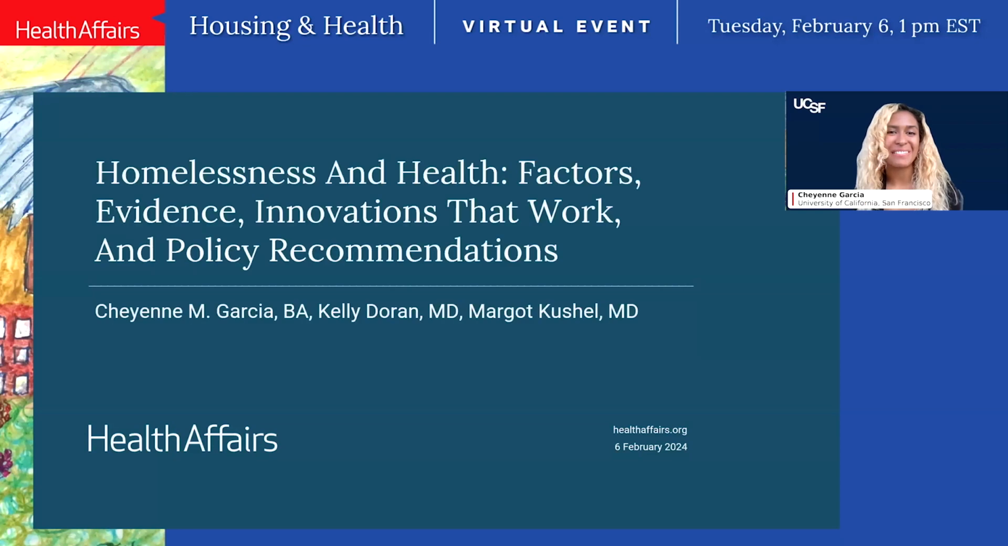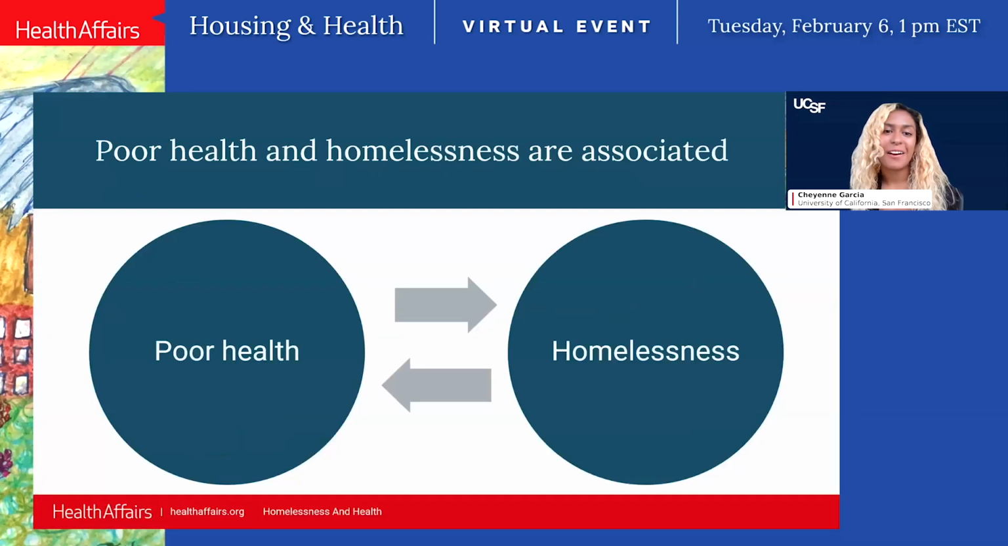Hello, everyone. I'm Cheyenne. I am a researcher at UCSF, the Benioff Homelessness and Housing Initiative. And today I am going to discuss our overview of homelessness and health. Next slide. So the first thing to know is that poor health and homelessness are bidirectionally associated with one another, which means that poor health increases an individual's risk of experiencing homelessness, and homelessness worsens people's health. And so this is shown in a variety of ways.